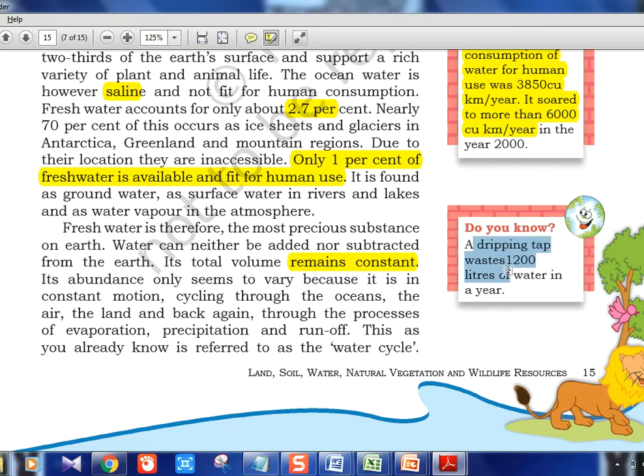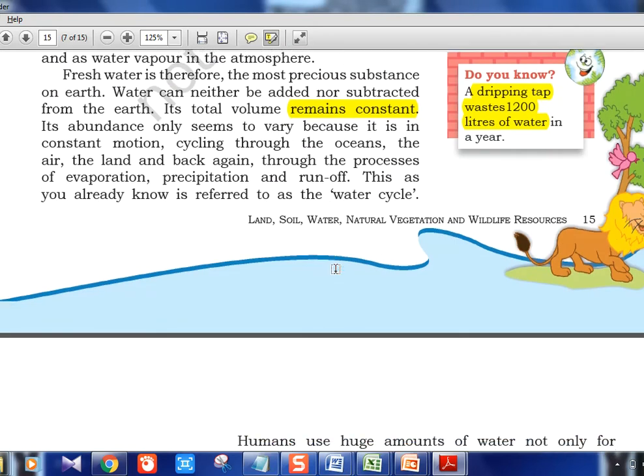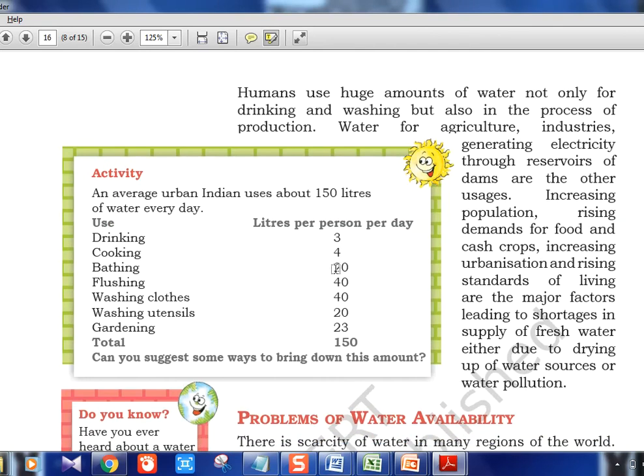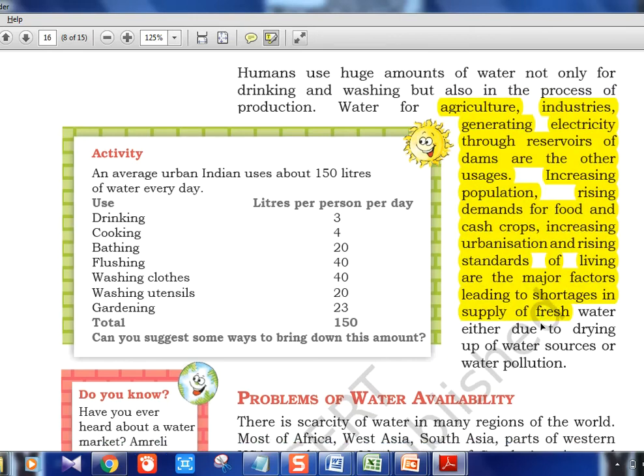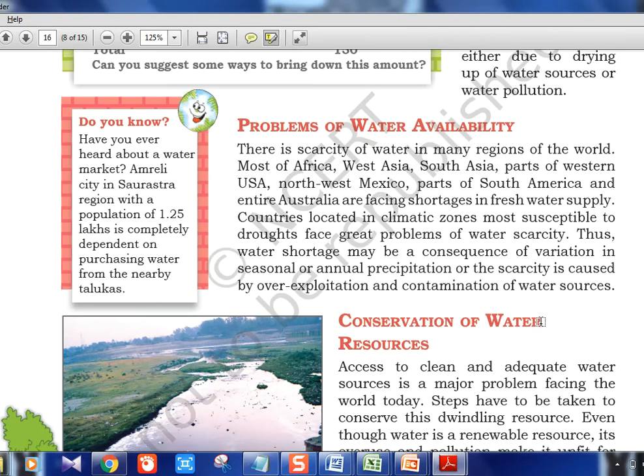Again, telling how much water is wasted every year. So we have to do certain steps to conserve water. Again, a lot of activities, not much important. Everywhere, agriculture, industry, generating electricity, dams, food, cash crops, urbanization, everywhere water is being used and wasted. That is what they are basically explaining.